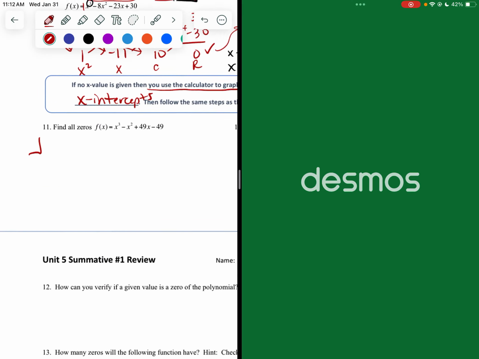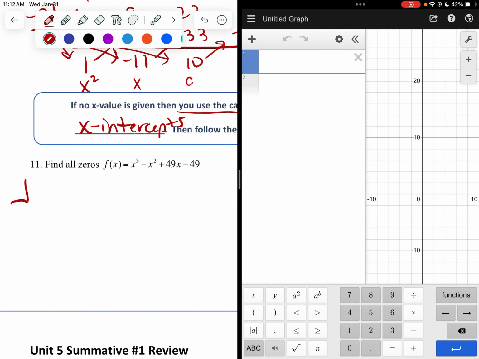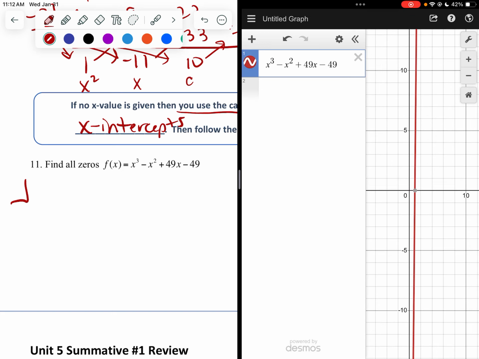All right, so you have your TIs. You can also use Desmos if you're at home. So we want to type this in. So x to the third minus x to the second plus 49x minus 49. All right, we got our graph. This one only has one nice x-intercept. On Desmos, you can just touch it. On your TIs, you're kind of just looking at the tick marks. It's 1, so don't change it. Just use that number. Okay, it's where it crosses the x-axis. So we're kind of done with the graph.